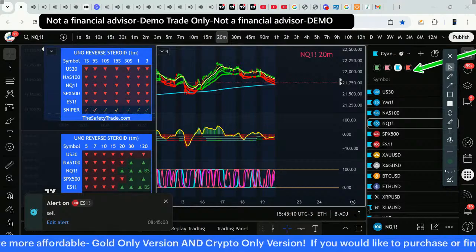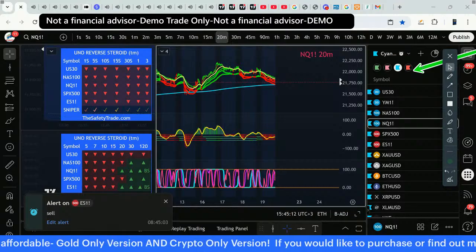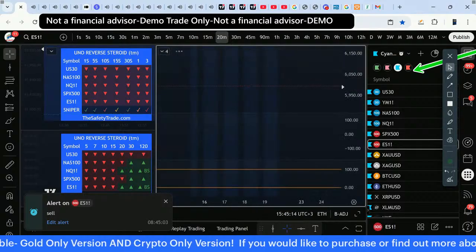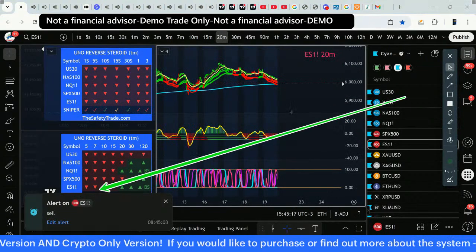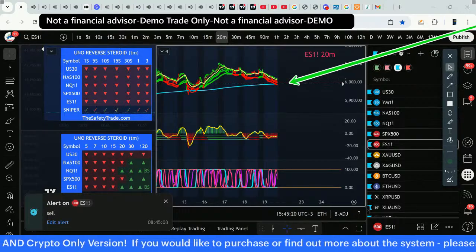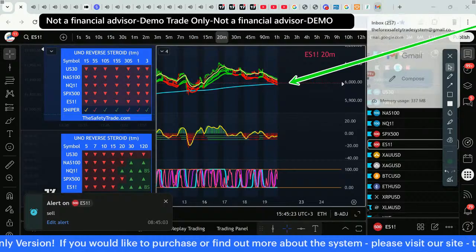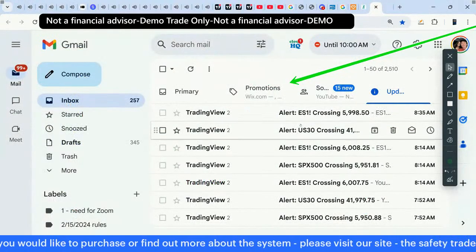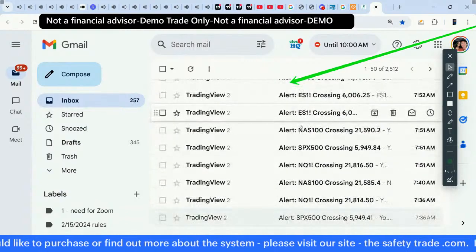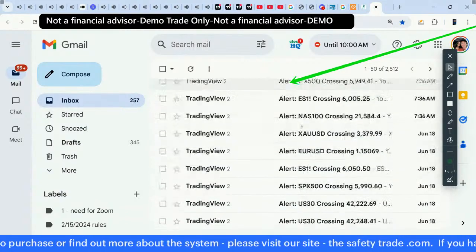Here, ES1 sell. So let's go over to ES1. You can see I actually labeled the sell. There it is. Ding, ding, ding, ding. Grab it towards the 3-minute blue line as I told you. Let's see how many of these alerts we have now. There. All these are correct alerts.